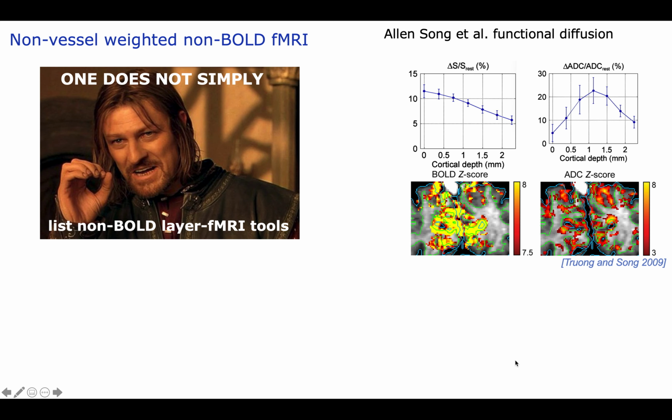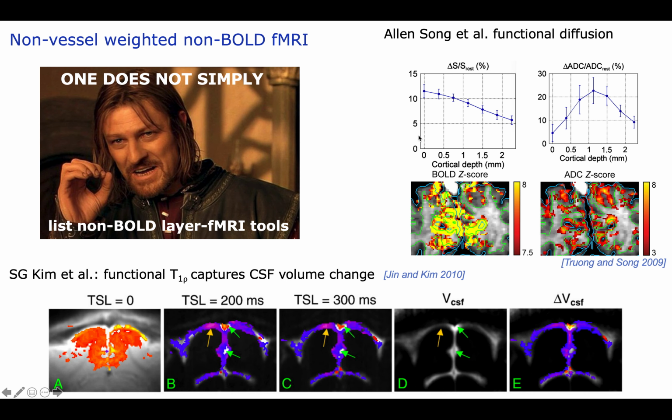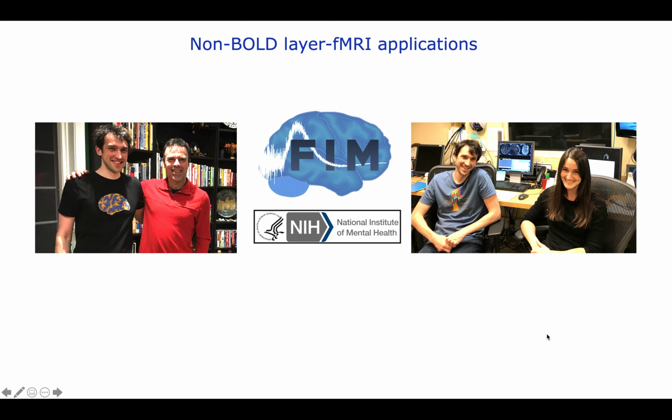But there are also non-vascular ones, such as it has been shown that with dynamic measurements of functional diffusion fMRI, you can quite well separate the response in the middle layers without these descending vein biases. Also, it has been shown that with dynamic measures of T1 rho, there are non-vascular changes of CSF volume, especially above the upper layers, which we need to keep in mind when interpreting our signals.